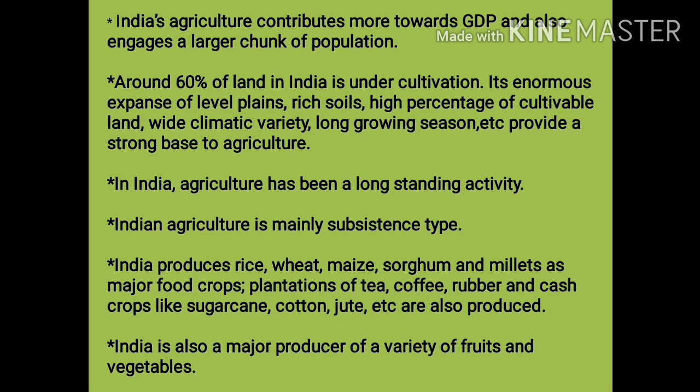Next thing is, Indian agriculture is mainly subsistence type. Subsistence type means that the majority of the farmers in India practice subsistence farming. It means the farming is practiced by the farmers for their own consumption, that is only to fulfill their own needs. And mostly they grow crops like oil seeds, pulses, vegetables and sugarcane. These are cultivated. And if at all some extra or surplus crops are left, then they sell it off or they use it for the purpose of trade.